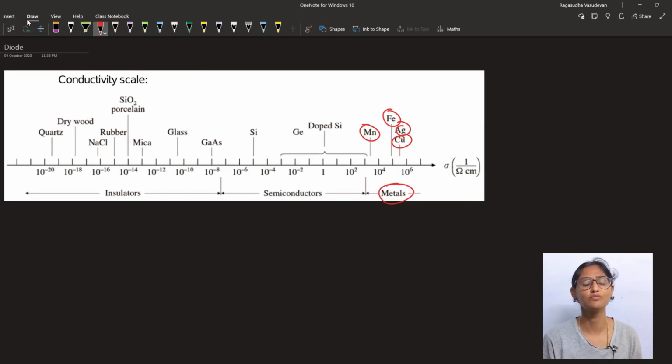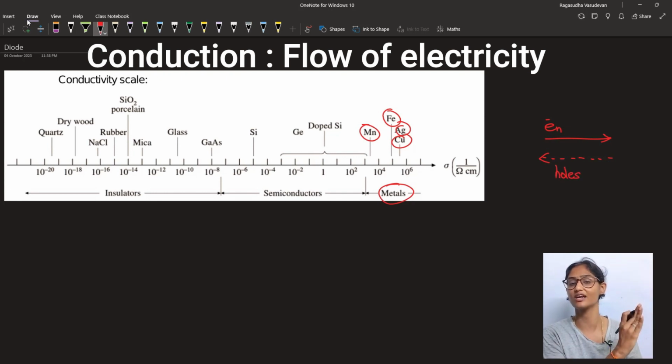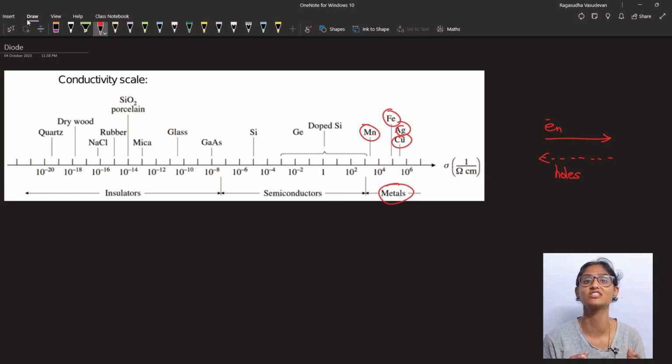What is conduction? Movement of electricity inside a material is conduction, right? When the electrons move in one direction, the direction of the conventional current is in the opposite direction, which we call holes. When the electrons move from right to left, the current moves from left to right. That is what we say. We call this the direction of conventional current. In metals, the electrons easily move from the valence band to the conduction band, so they act as good conductors of electricity.